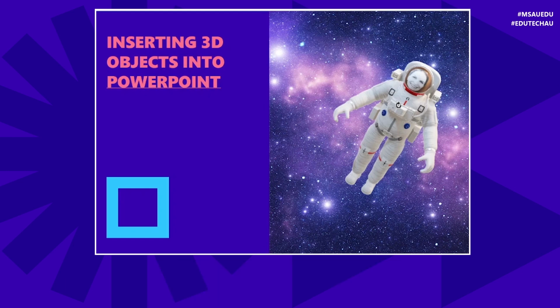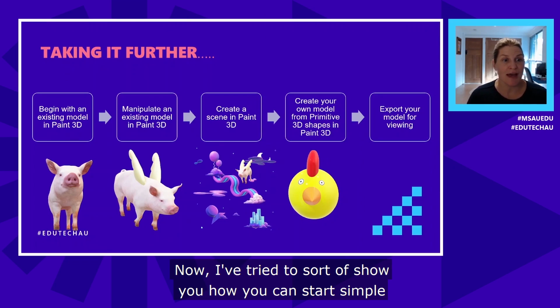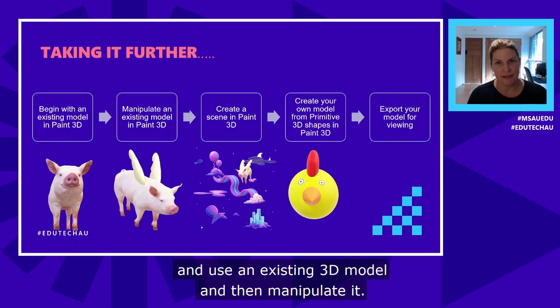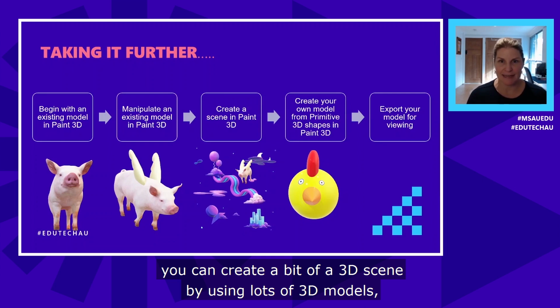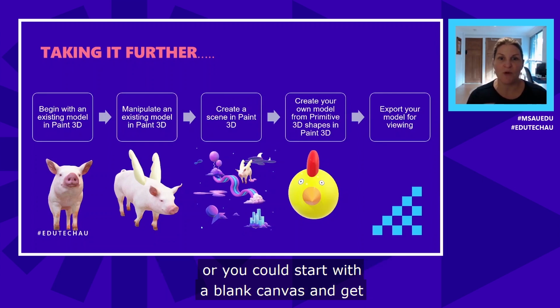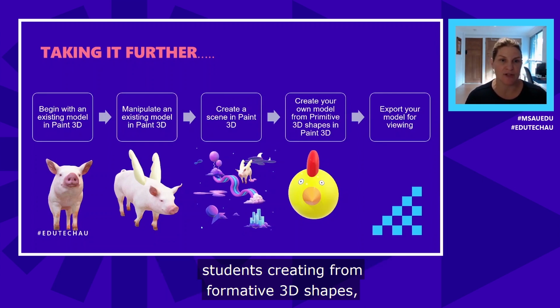Now I've tried to show you how you can start simple and use an existing 3D model and then manipulate it. And then if you wanted to, you could create a bit of a 3D scene by using lots of 3D models, or you could start with a blank canvas and get students creating from primitive 3D shapes.